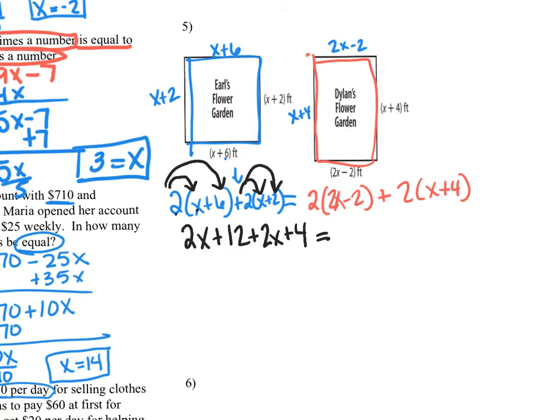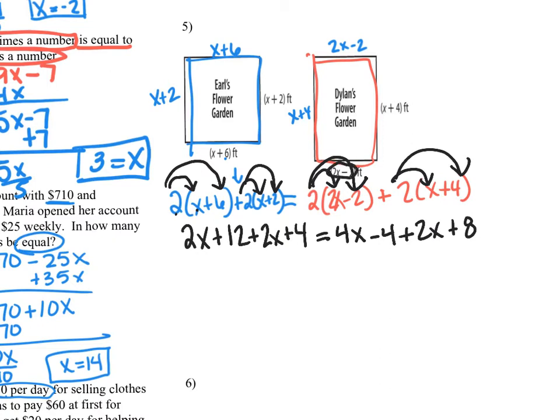Okay, look at the next one. 2 times 2x is 4x. 2 times negative 2 is negative 4. Plus 2 times x is 2x. 2 times 4 is 8. So I have to pay attention to my signs and where they go. So go ahead and write that down for me.